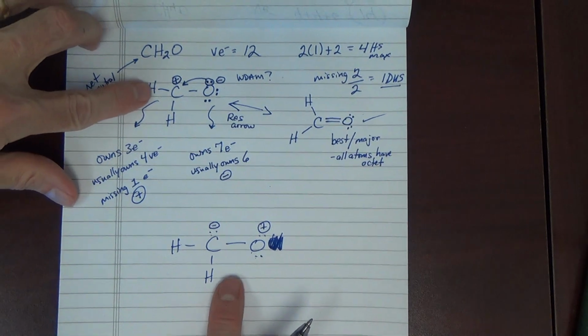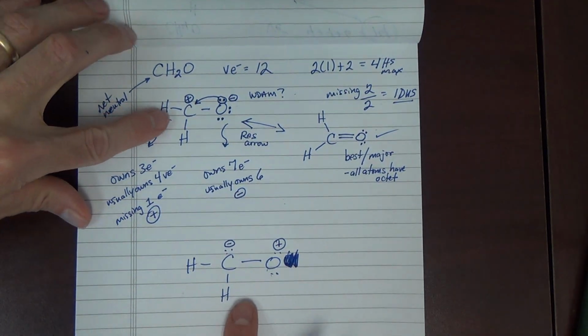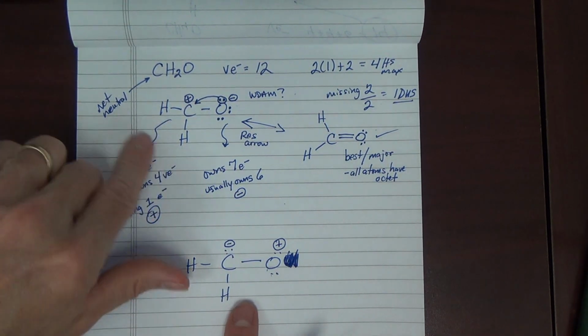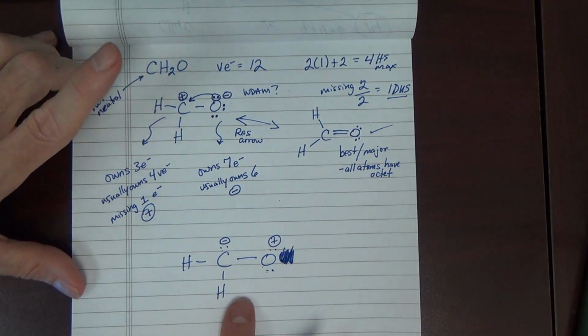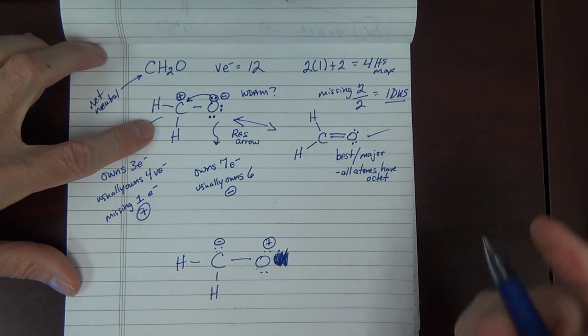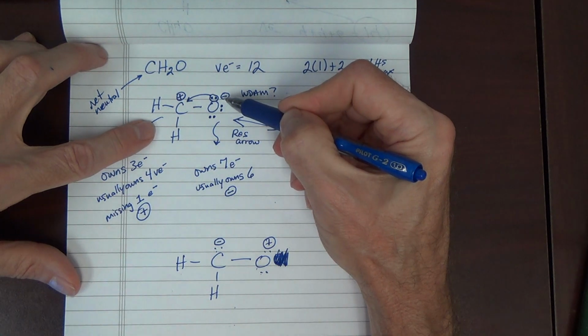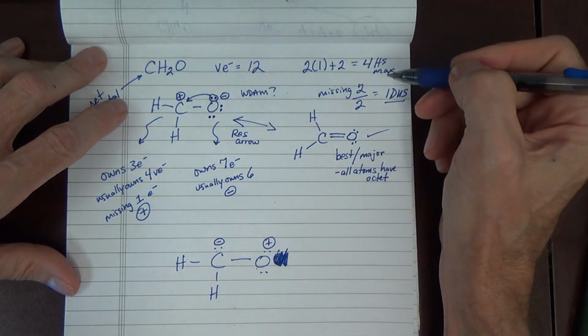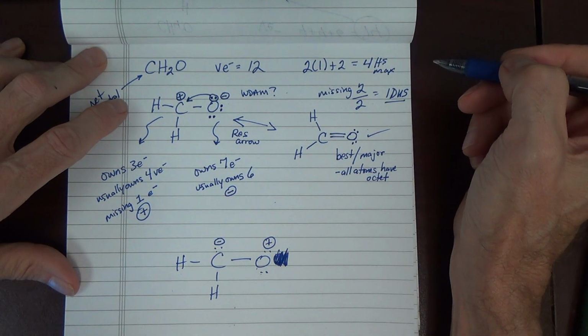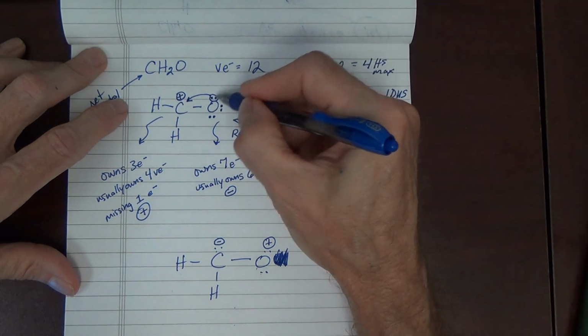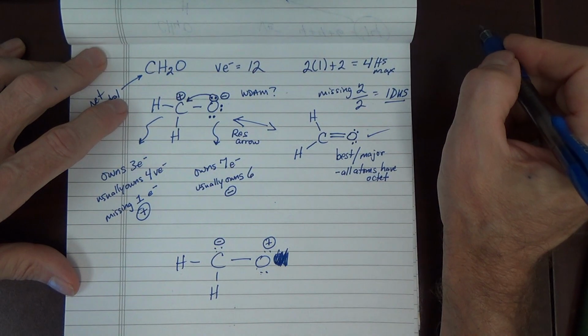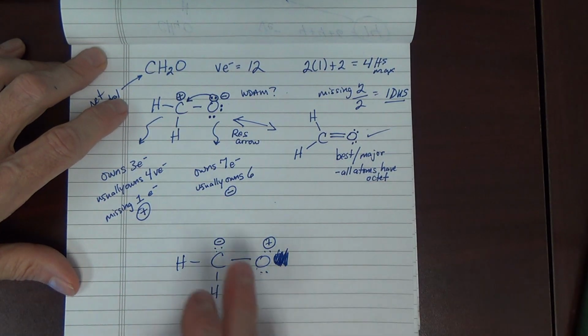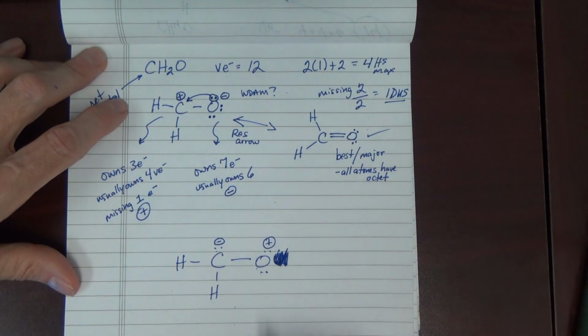Compare these two charge-separated structures. They're both net neutral. Would you rather have a minus on oxygen or carbon? The answer is oxygen, because oxygen is more electronegative. It can handle a negative charge better. And so I just wanted to point that out.